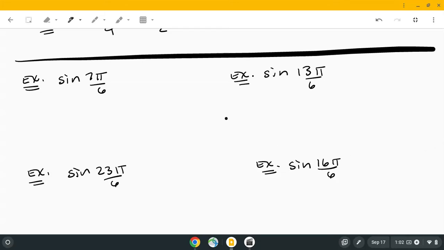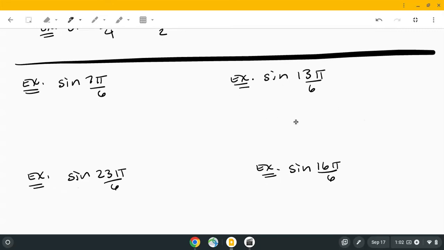Same thing as up above where we did fourths, but now we're doing sixths, which is associated with 30 degrees, right? So all of these will have reference angle 30 degrees or pi over 6, unless it reduces to something else. This one does not reduce. This one does not reduce. This one does not reduce. This one does, this last one. This is the same as 8 pi over 3.